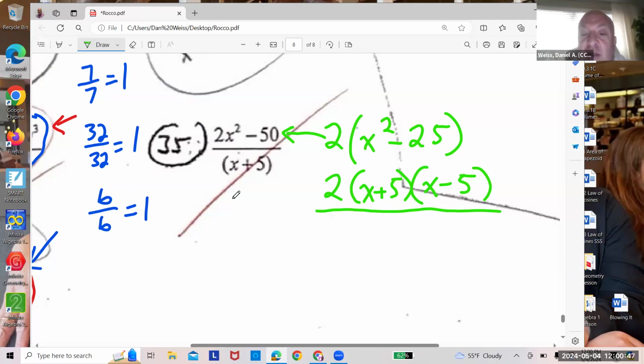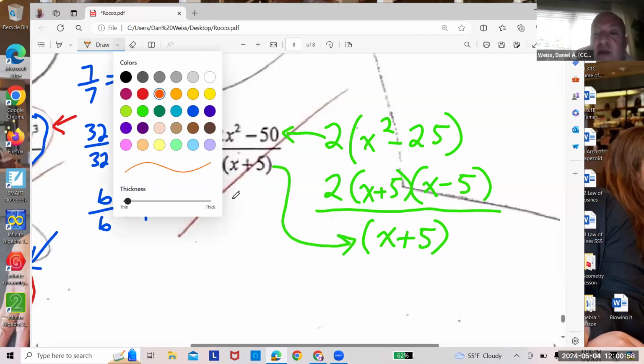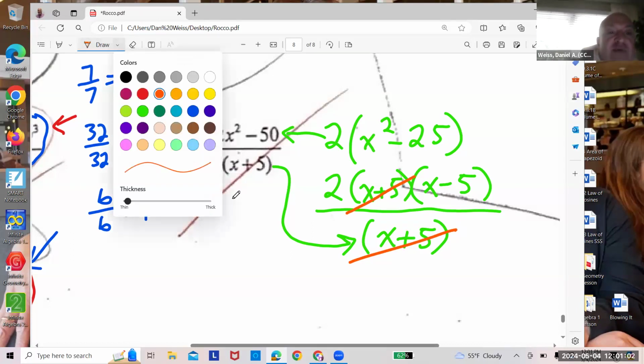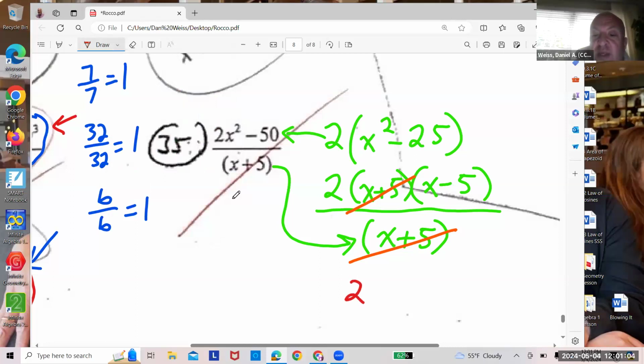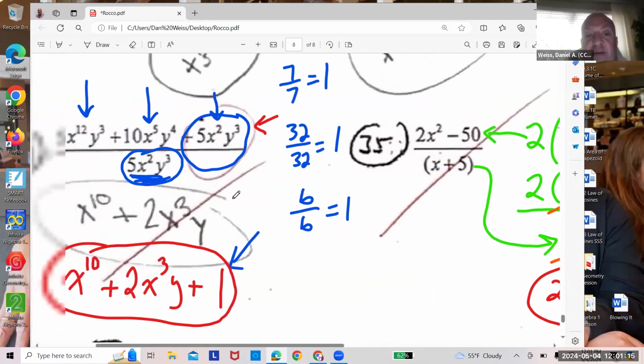And now, if that is over x plus 5, okay, in other words, this comes down here, right? Here's what happens. Those two cancel out, and your answer is going to be 2 times x minus 5. Okay? Let me know if you don't understand that.